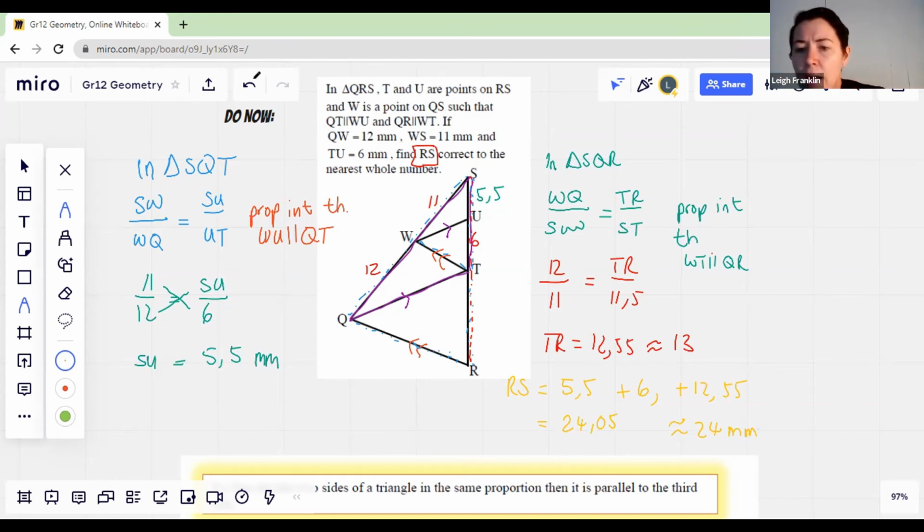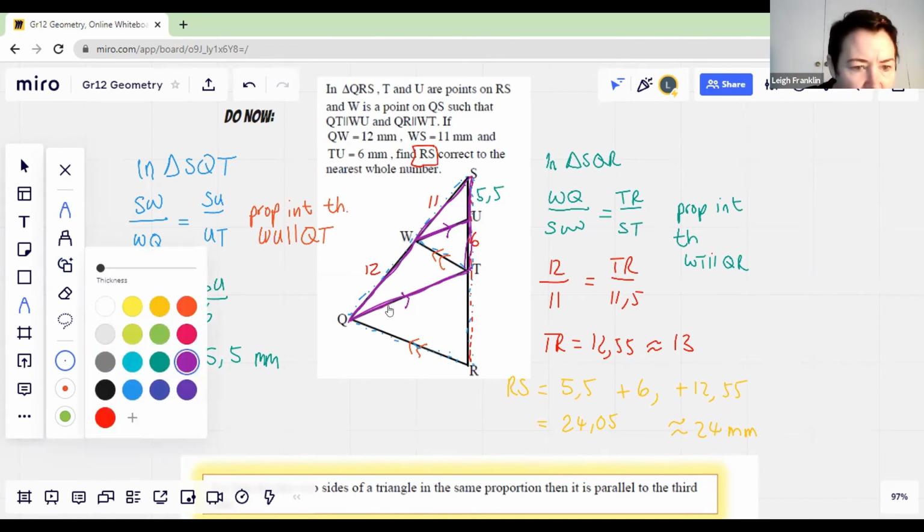I hope that makes sense to everybody. Christiane, you're asking which triangles did we work in? Not a problem. I'm happy to go through that again. In this question, there were two triangles that we worked in. The first triangle was the purple one, triangle SQT. Let me make the purple lines a little bit darker. Is that popping out a bit more? The reason we could work in that triangle is because we have WU parallel to QT. So we can apply the proportionality intercept theorem to that triangle. Does that make sense?